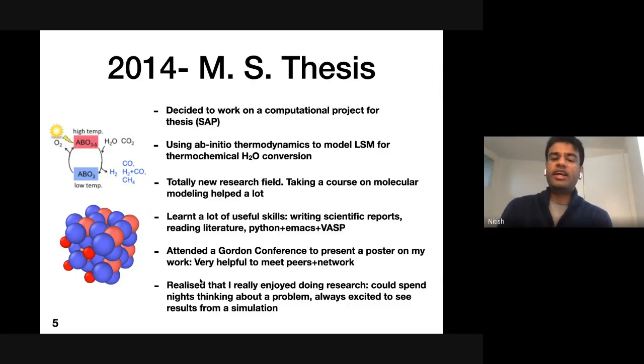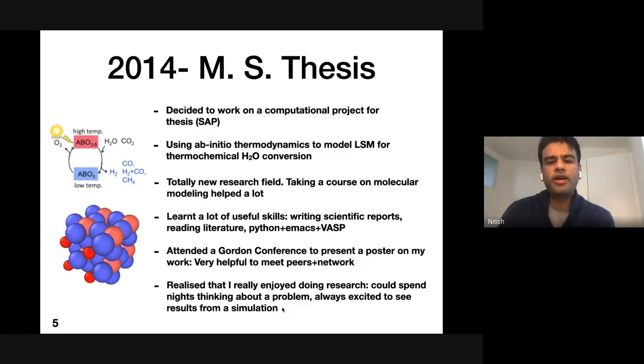And one of the things that I really realized was that I really enjoyed doing research. I could actually spend nights just thinking about a problem, and I was always excited to look at results from a simulation that I ran. And all of these things I think are very important if you want to pursue a career in research and if you want to do a PhD.